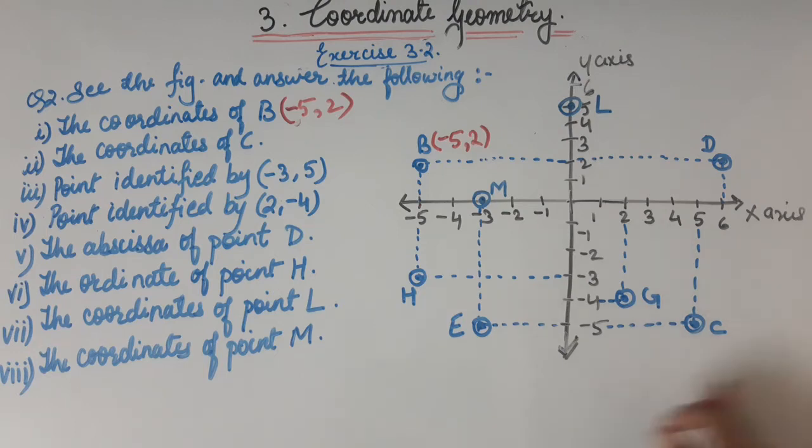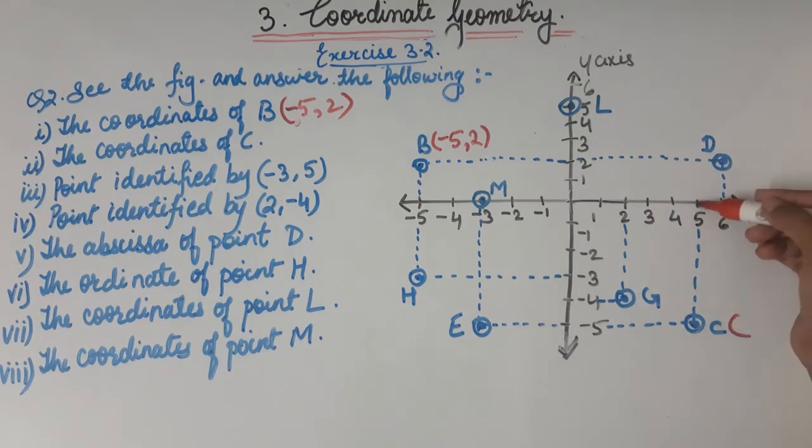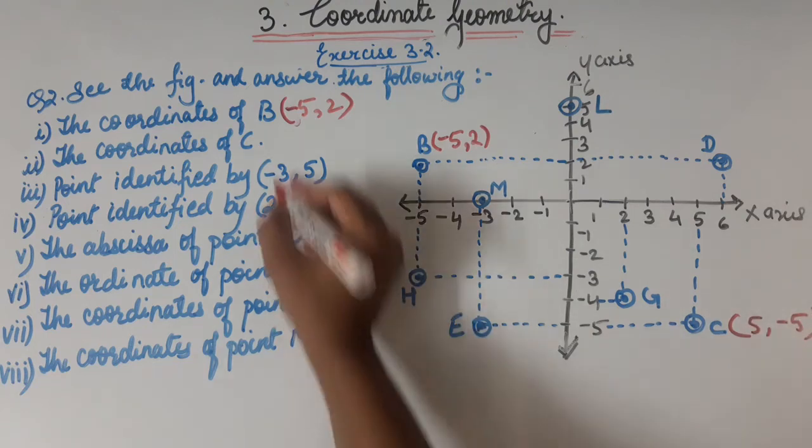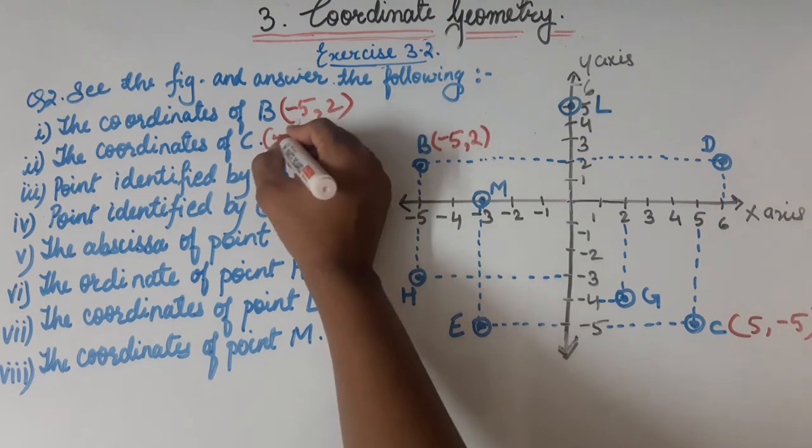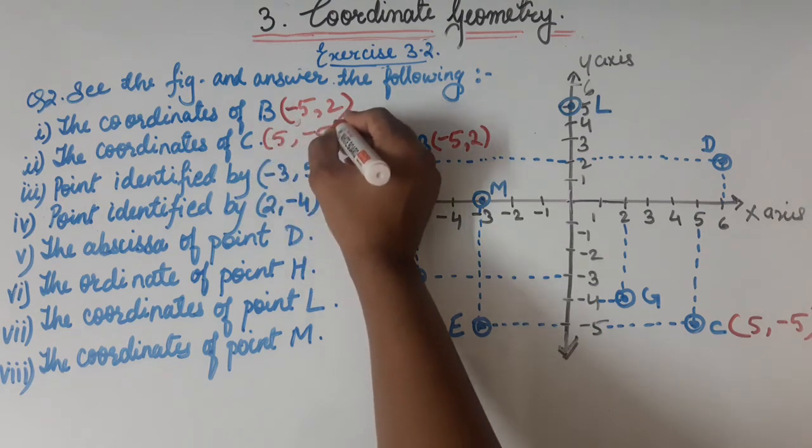The second question is the coordinates of point C. So where is your C here? This is C. On the x-axis it is 5 and on the y-axis it is -5. So 5 comma -5, right? So the coordinates of point C are 5 comma -5.